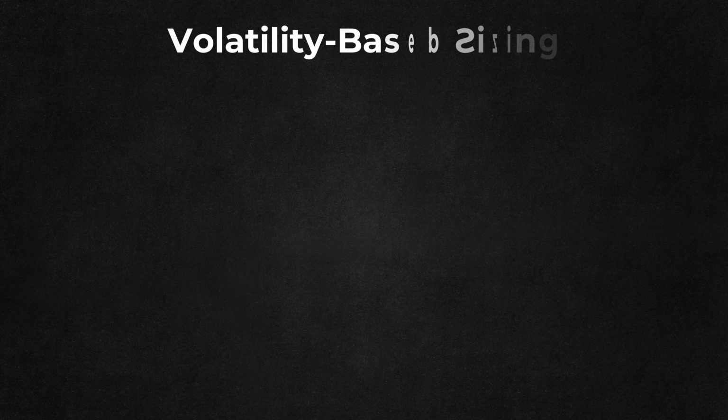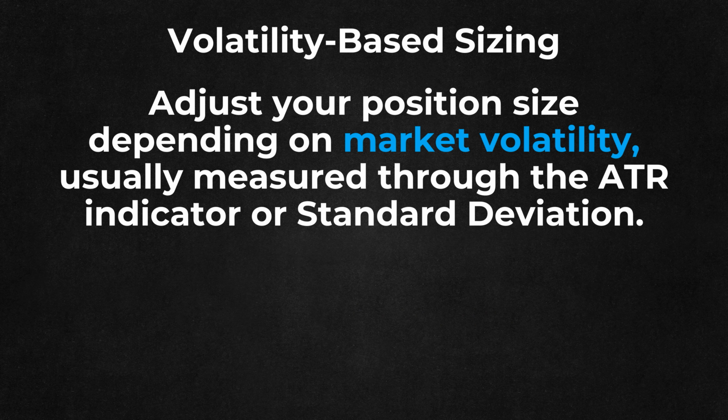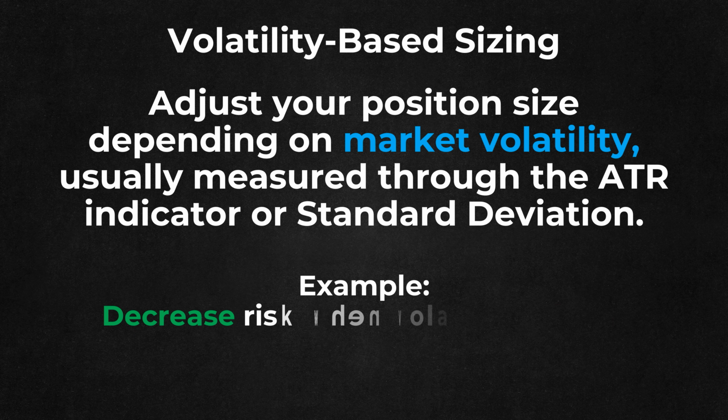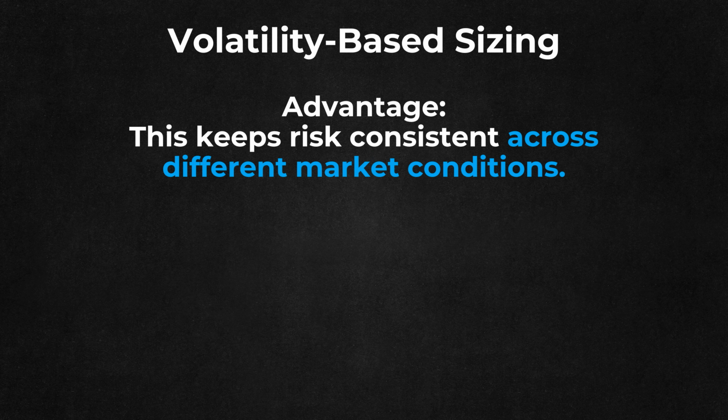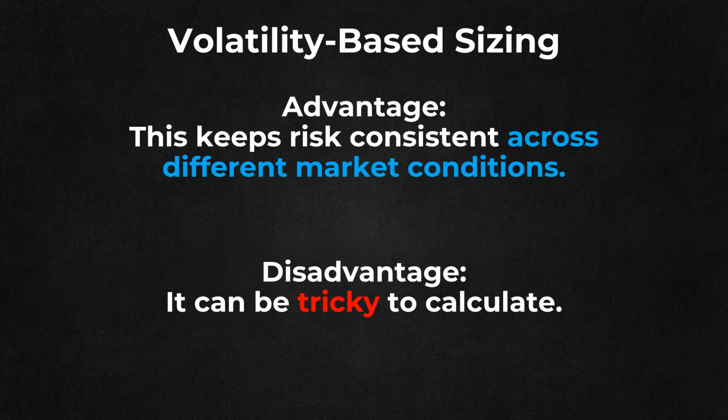Volatility-based sizing. In this method, you're going to adjust your position size depending on the market volatility, usually measured through the ATR indicator or standard deviation. In high volatility markets, you will decrease position size, and in low volatility markets, you will increase position size. The advantage is that this keeps risk consistent across different market conditions. The disadvantage is that it can be tricky to calculate, especially when you are trading lower timeframes where you need to make quicker decisions. Fixed ratio.